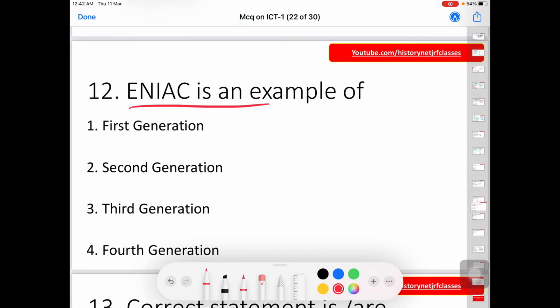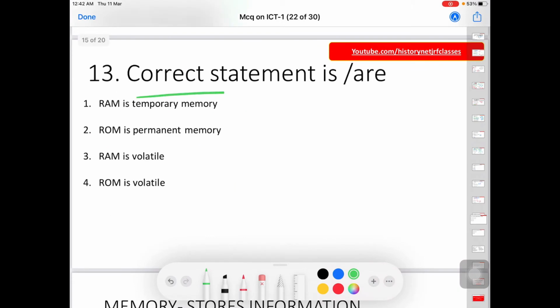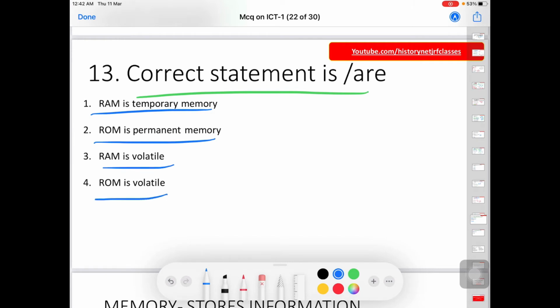Next question is, ENIAC is an example of which generation? Options are first, second, third and fourth. So ENIAC is an example of first generation. Question is, the correct statement is or are? Options are RAM is a temporary memory, ROM is permanent memory, RAM is volatile, ROM is volatile.